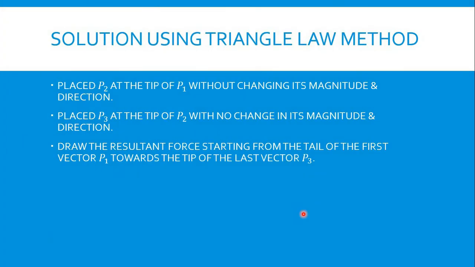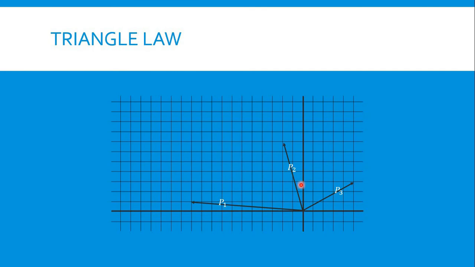So next, solutions using the triangle law method. Place P2 at the tip of P1 without changing its magnitude and direction. Next step is to place P3 at the tip of P2 with no change in its magnitude and direction. And finally, draw the resultant force starting from the tail of the first vector P1 towards the tip of the last vector P3. So, the triangle law is like this.